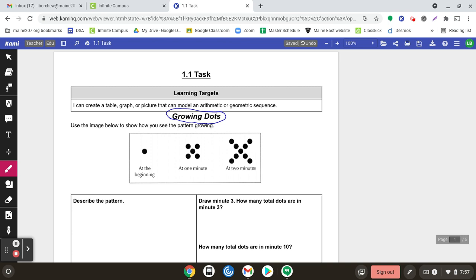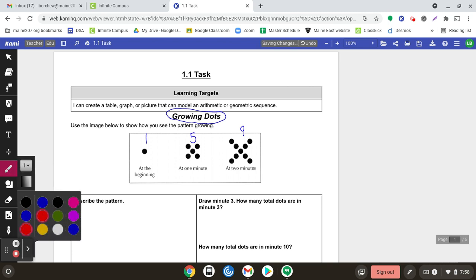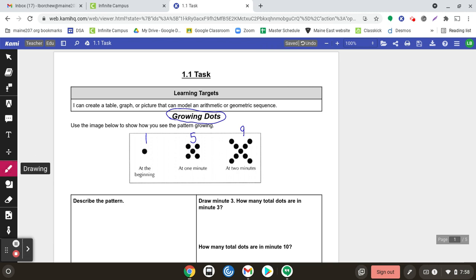It says at the beginning, we have 1 dot. At 1 minute, looks like we have 5 dots. And at 2 minutes, that looks to be 9 dots. So the pattern that I see here going from 1 to 5 and then again from 5 to 9 is adding 4. So that's what we would call the pattern in growing dots.